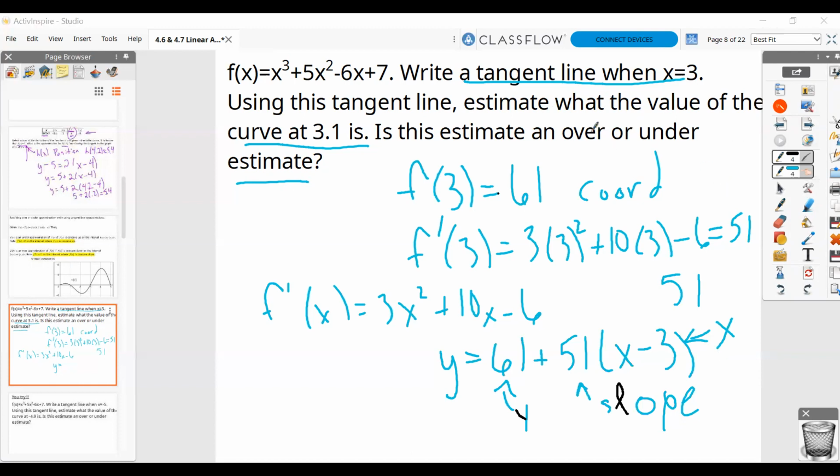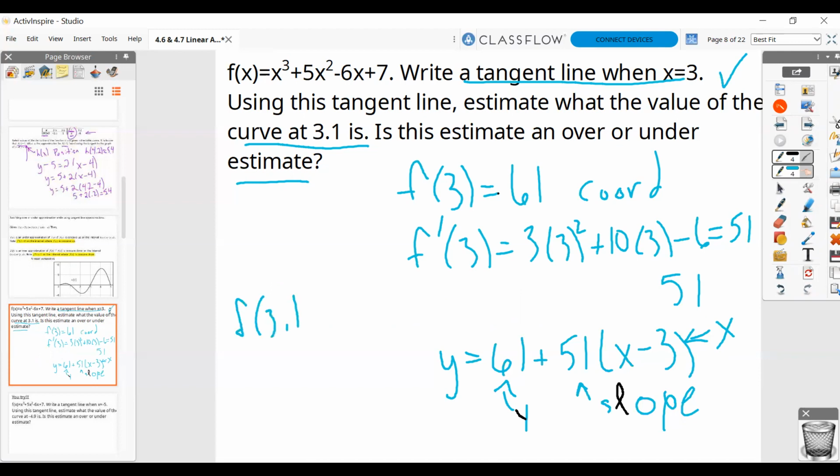We've done the first part. We've written the tangent line. Now we need to figure out, what's the estimate at 3.1? So now we're going to plug in. Actually, I don't want to use f because this is more of an approximation. We can use our approximate symbol, or we could just say y equals. I'm fine with either one. But 61 plus 51 times 3.1 minus 3.